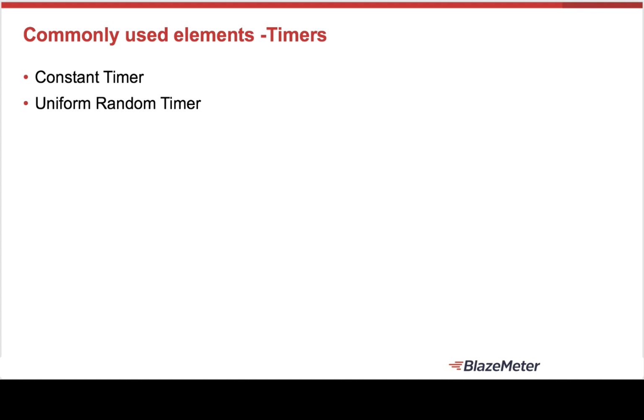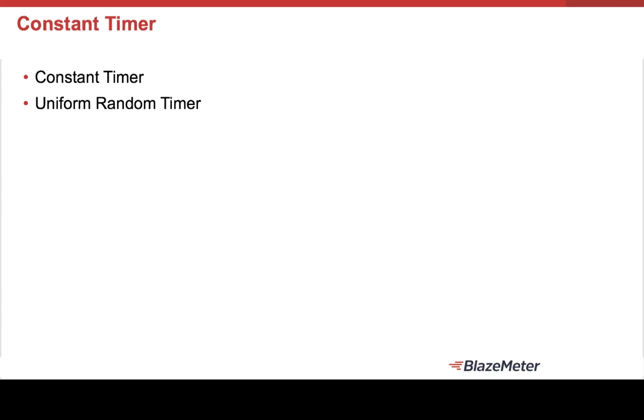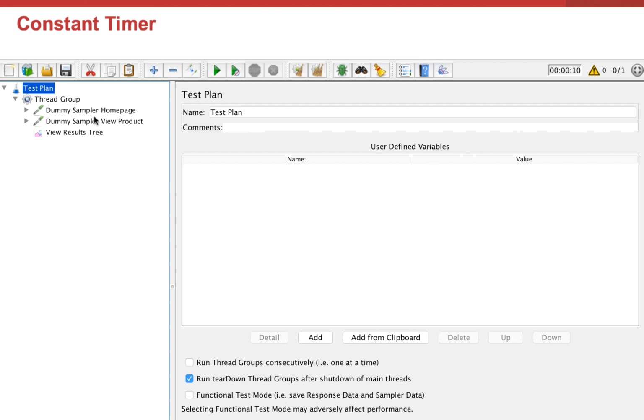The second point to remember is that when running the test, the timer execution time is not added to the sampler execution time in the reports. Let's move into our JMeter script.